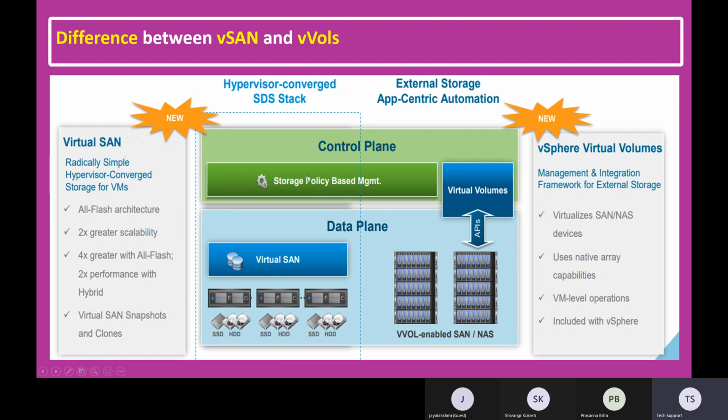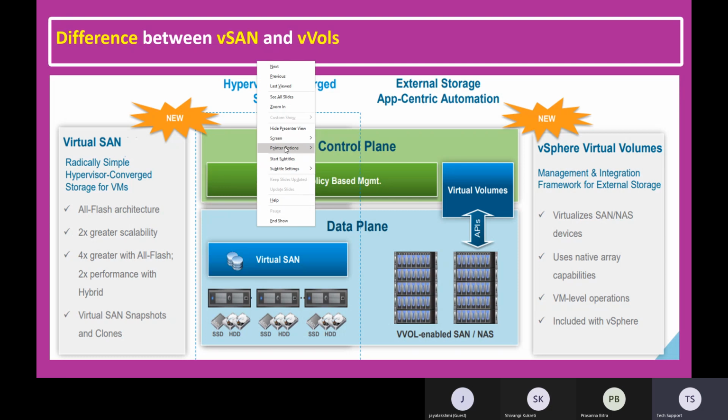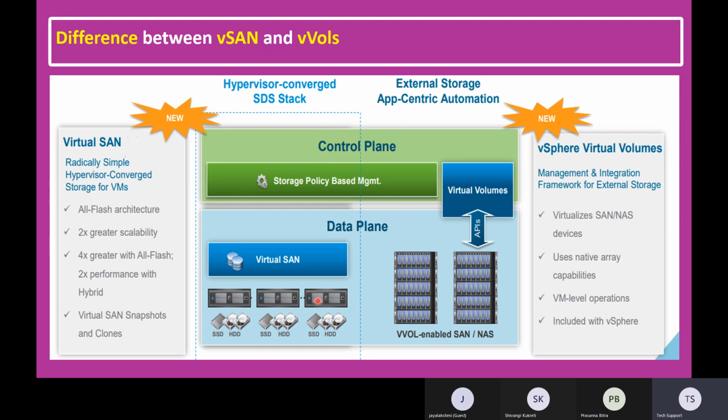If we see the virtual SAN, it is considered a hypervisor-converged software-defined storage stack. That means our hypervisor server is converged with local hard disks. Whenever the server is combined with hard disks, it is considered hyper-converged, or hyper-converged infrastructure. Below, we have three ESXi hosts: ESX1, ESX2, and ESX3. Each host has multiple hard drives, one SSD disk and two HDDs. Similarly for ESX2 and ESX3.